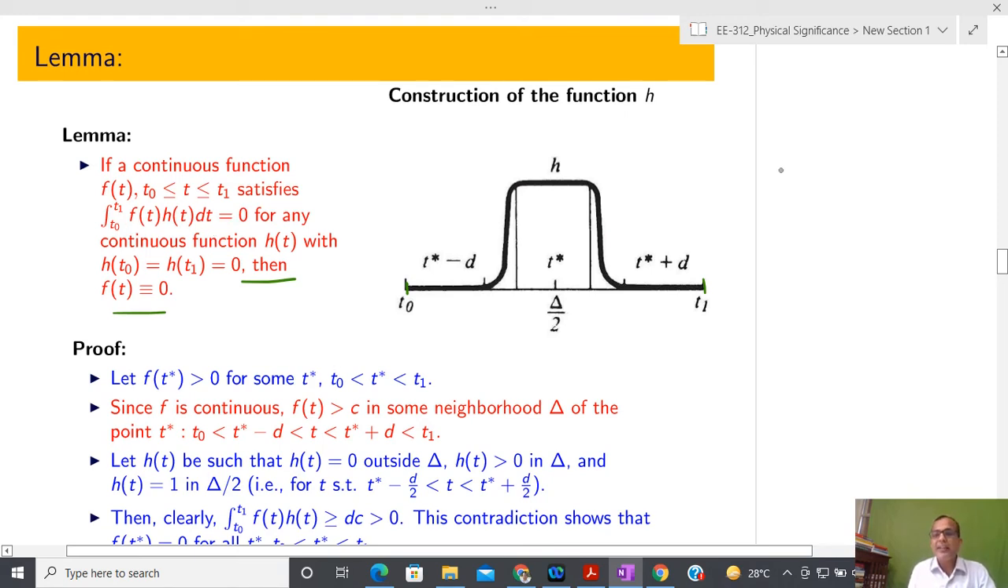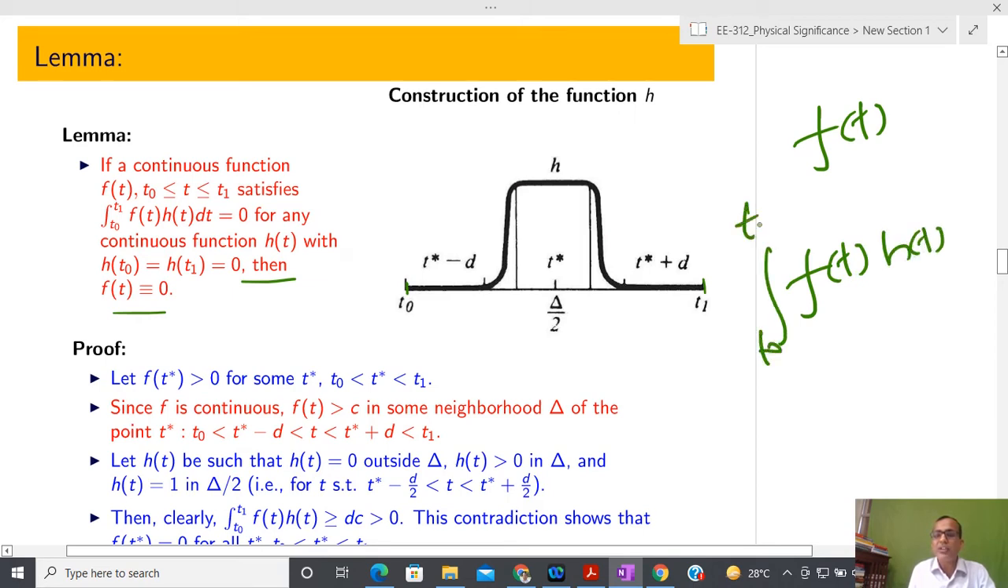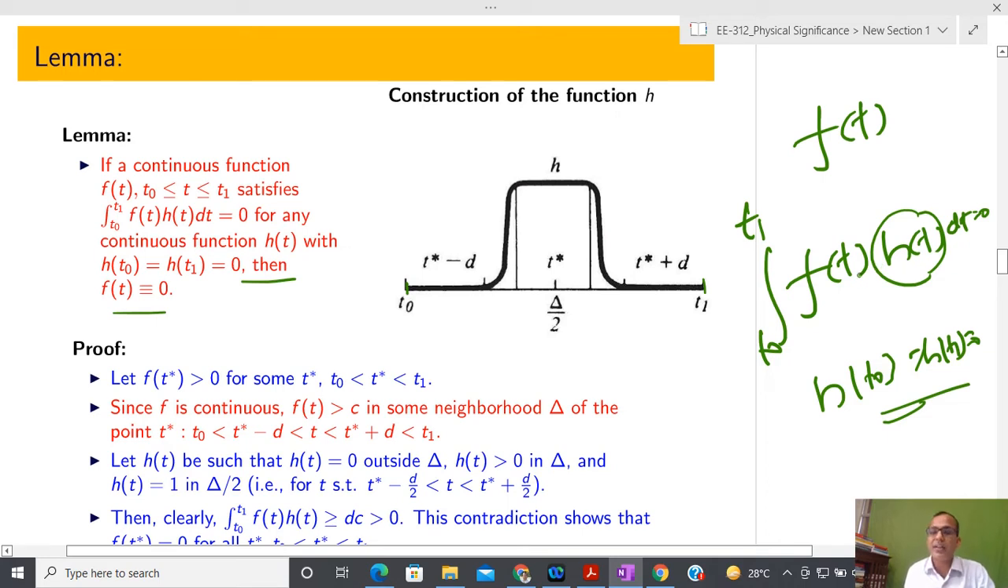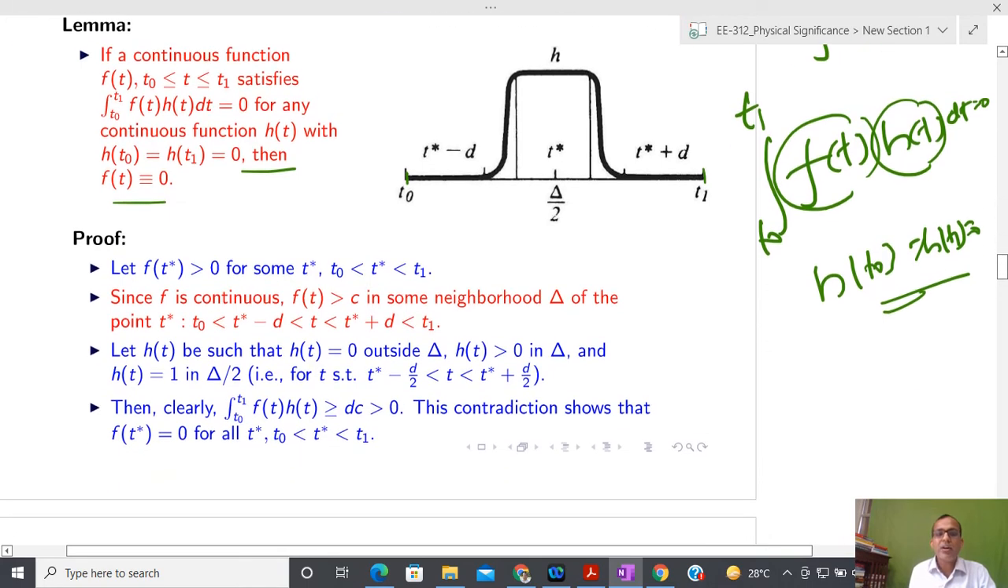So what I am saying is that I have any continuous function f(t), multiplied with h(t), and the integral from t0 to t1 equals 0, and I also know that h(t0) and h(t1) equal 0. Then I have just one option, that f(t) equals 0. That is the lemma, and the proof is not so difficult. You can assume that f(t) is not always 0, that on some interval it is non-zero.